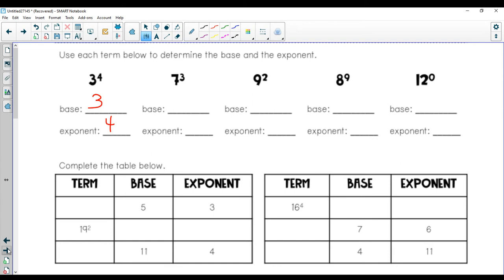All right, 7 to the third power, which one's the base? 7. Which one's the exponent? 3. Which one's the base? 9. Which one's the exponent? 2. Which one's the base? 8. Which one's the exponent? 9. Which one's the base? 12.